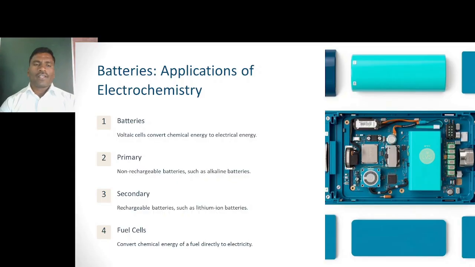Voltaic cell converts chemical energy into electric energy. There are two types of battery. Primary battery, that is called a non-rechargeable battery, such as alkaline battery, that is pencil cell, which is used in wall clocks or TV remotes. Secondary battery, a rechargeable battery, such as a lithium-ion battery, that is used in cell phones or electric vehicles. Another concept, the fuel cell, converts chemical energy of the fuel directly to produce electricity.